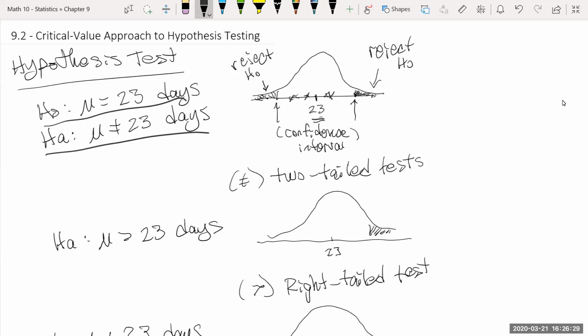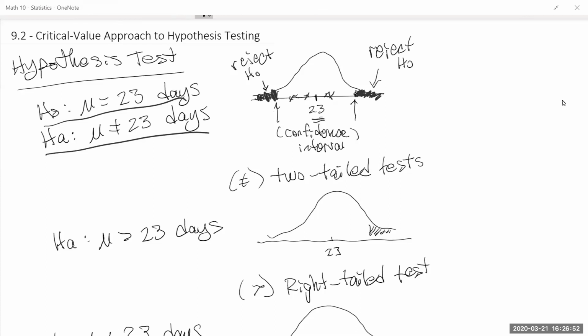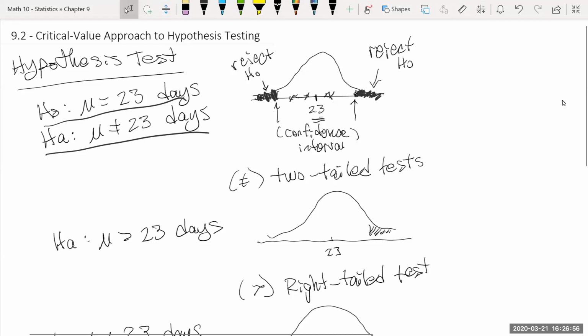But if the value falls really far, so if I go way out here to the right or way out here to the left, if the value falls in one of those two regions, then I'm going to say, hey, you know what? I think that it's too far away. That can't be just due to sampling error. And if it falls out there, we're going to do what we call reject the null hypothesis. And we're going to say, hey, look, I don't think that the mean is 23 because my sample mean is too far away.